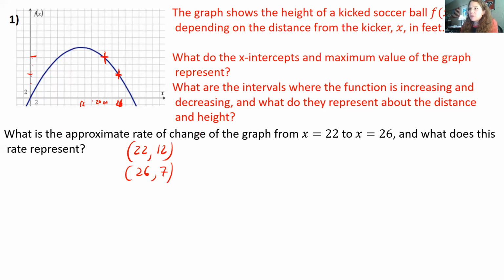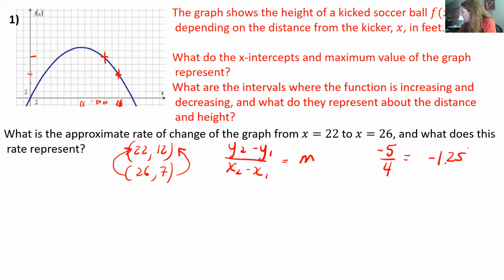All right, so how do we find the rate of change? We do y2 minus y1 over x2 minus x1. That's our slope, right? So 7 minus 12 is negative 5, and 26 minus 22 is 4. So that's about negative 1.25. What's 5 divided by 4, you guys? My brain's going.